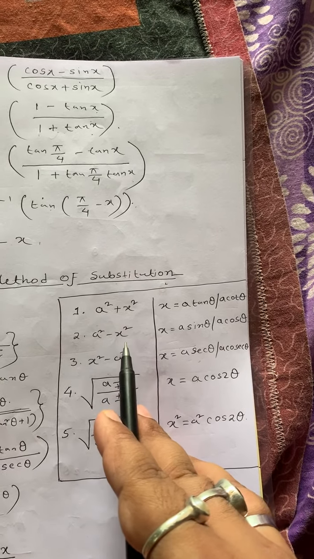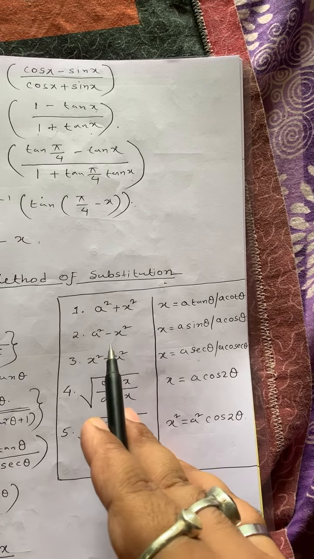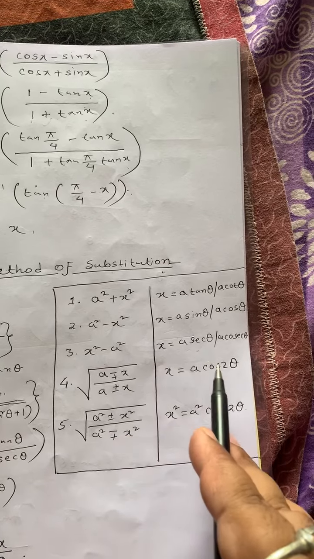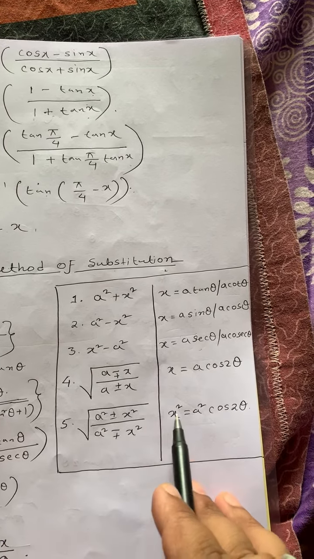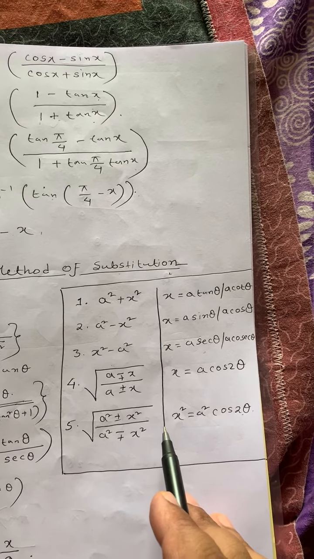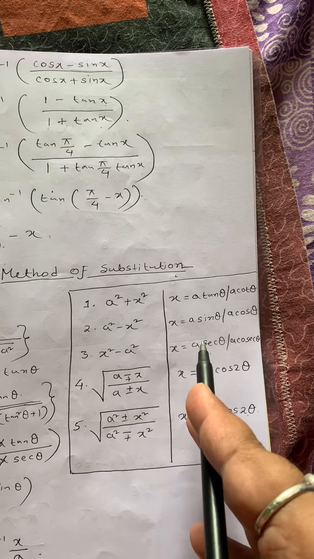Suppose for a square minus x square, you have to substitute this way. X square minus a square, you have to substitute in this way. Now for this you have to substitute in this way. Now for this you have to substitute in this way. Remember, these are only a few examples which I have given. Other than that also, you have to use your intelligence to substitute.